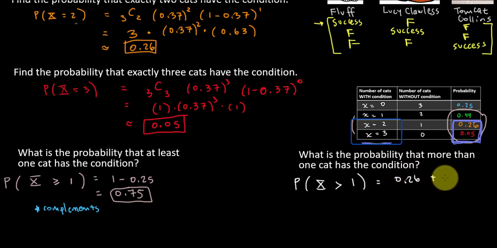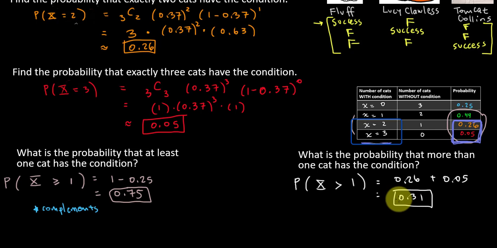0.26 plus 0.05 is approximately 0.31. So there's a distinct difference here between the terminology of "more than" and "at least."